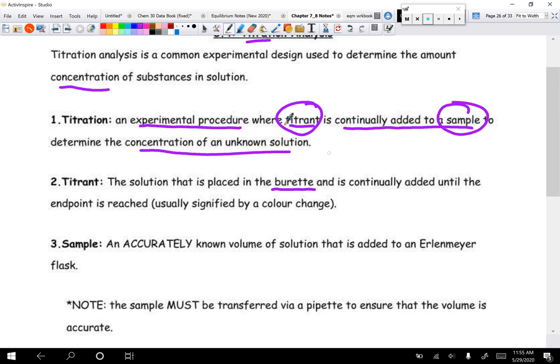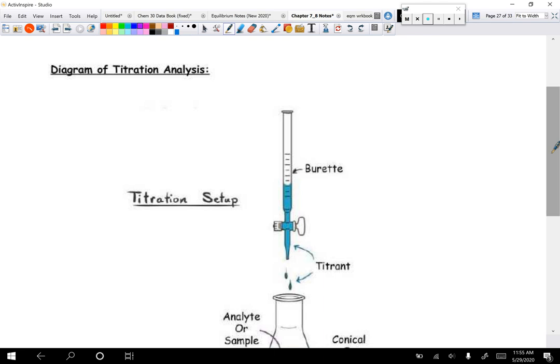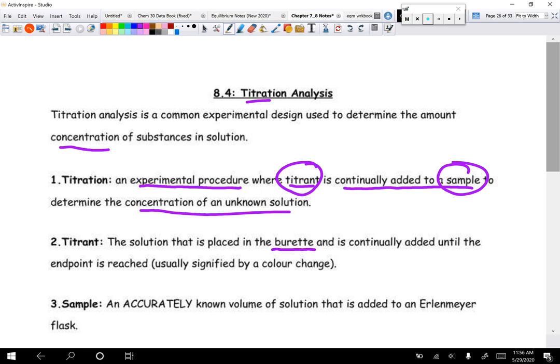So what a burette is, if we switch over to the next page just for a quick second, a burette is this thing right here. So it's a long cylindrical tube that comes with a little control device right here known as the stopcock, that you can control the flow of the titrant that's inside of the burette, so the solution that's inside.